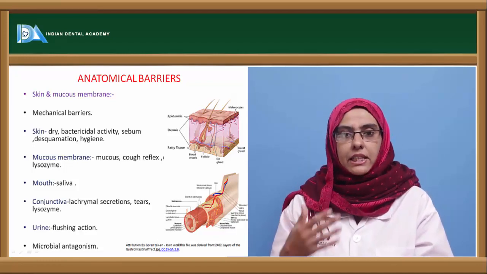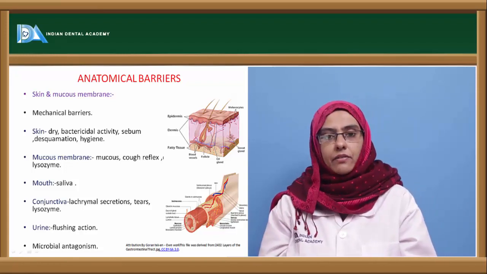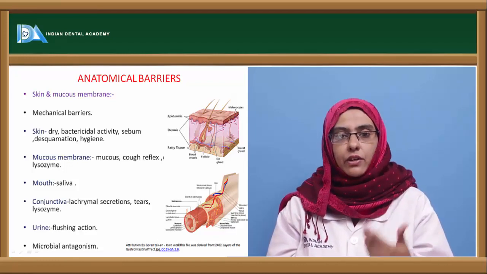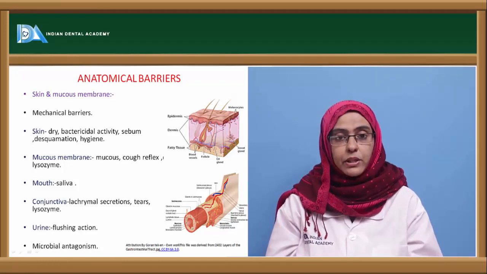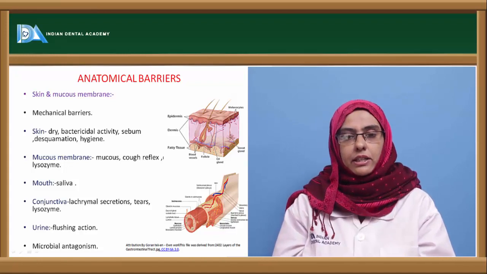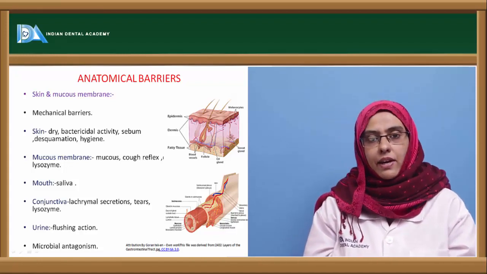Apart from that, sneezing and coughing also play a protective role in eliminating organisms. Then we have the conjunctiva, the lining of the eyes, which prevents the entry of organisms due to lacrimal secretion. Apart from that, tears are also produced. These tears contain an enzyme, lysozyme, that will kill the organism and not allow its entry. The next factor is urine.